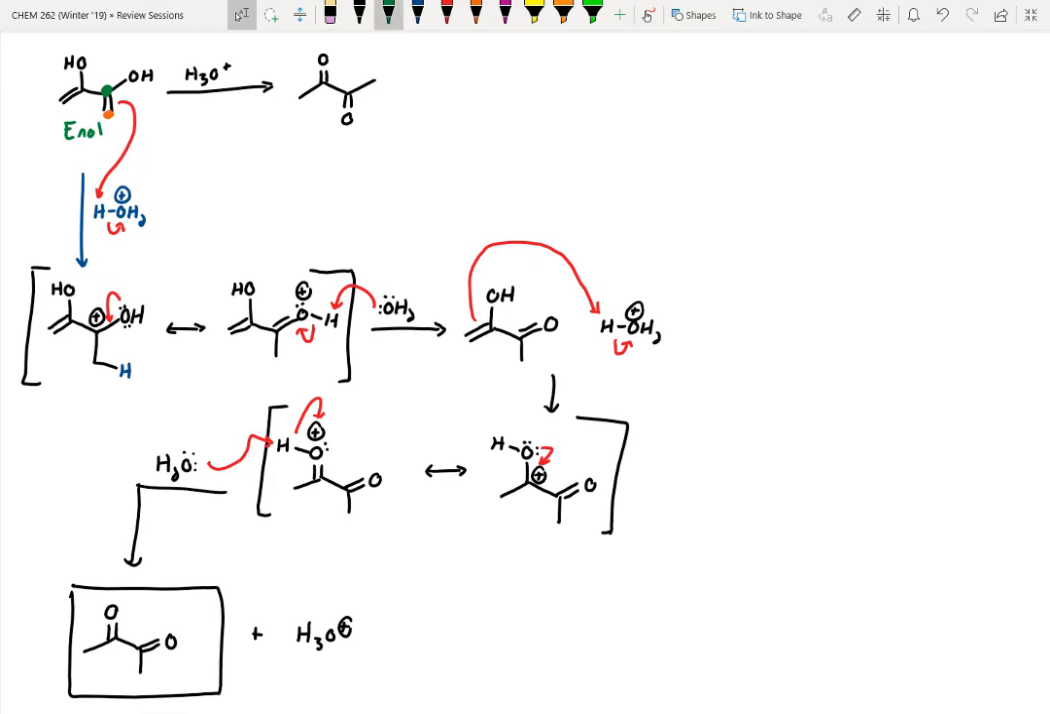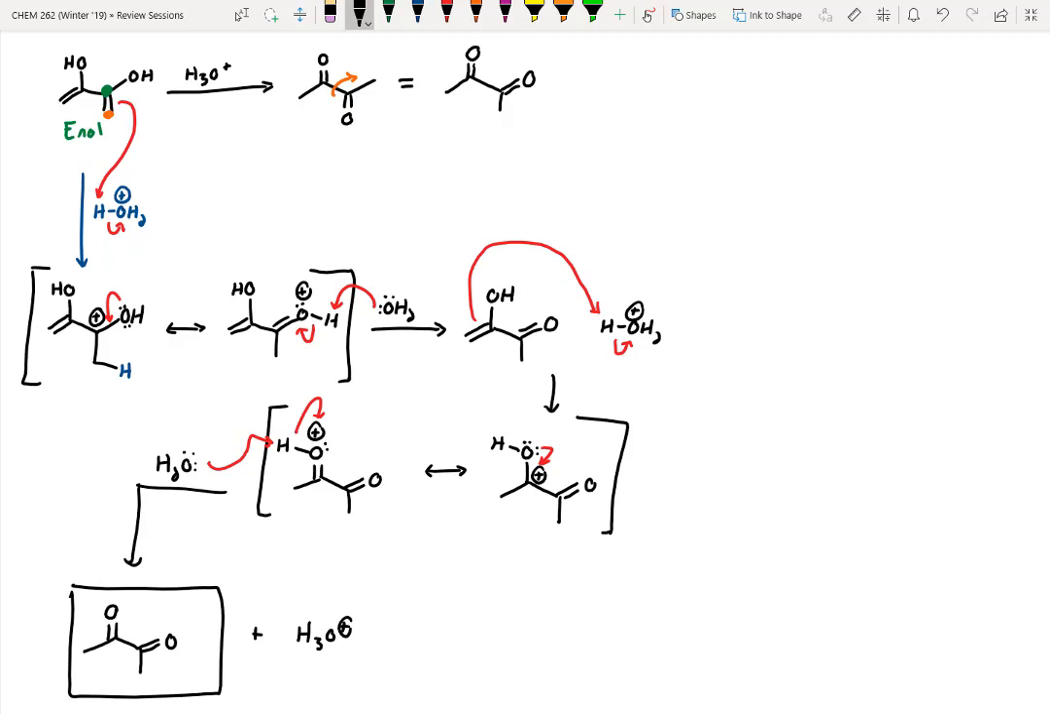Yeah, if you think about this, right? This sigma bond can rotate. So really you can show this in two different conformations. It could be shown as the one on the left or the one on the right. They're the exact same compound.